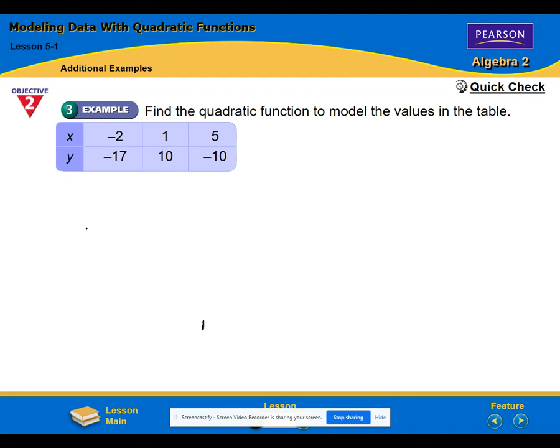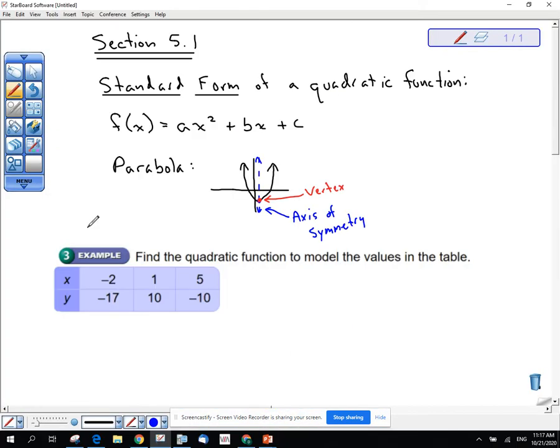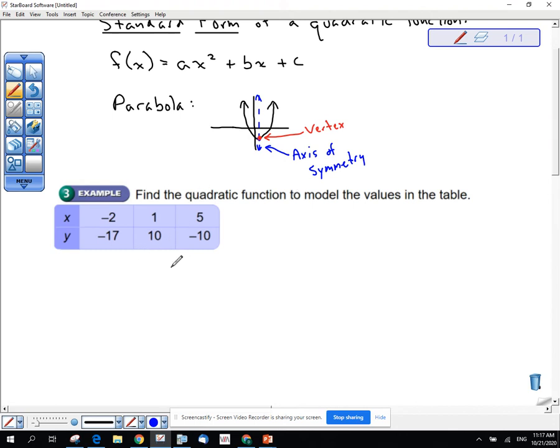Okay, moving on, I've got this one over on the starboard. Basically, what you have is an input and an output, 3 times that we're being told is on the quadratic function. So what you're going to do is take f of x, or I'm just going to use y, equals ax squared plus bx plus c, standard form, and plug in -2 for x, -17 for y. -17 equals a times (-2) squared plus b times -2 plus c.